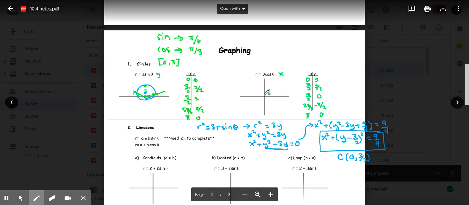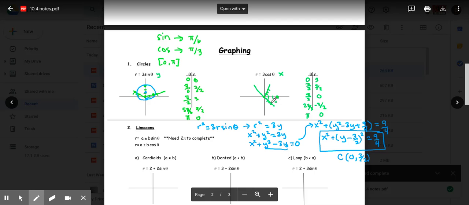So let's graph that. So the angle 0, which is right along here, 3. There's your first point. Then at pi over 3, which is along this line, you're going out 3/2. That's right in the middle here. Then at pi over 2, which is this line here, you're at 0, so you're at the pole. At 2 pi over 3, that's along this line. You're going a directed distance of negative 3/2, so you're actually going backwards from the pole.